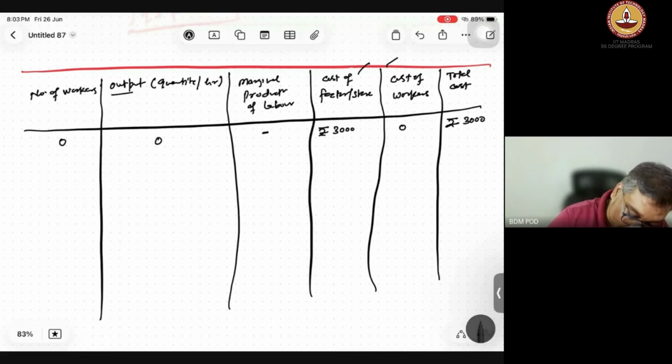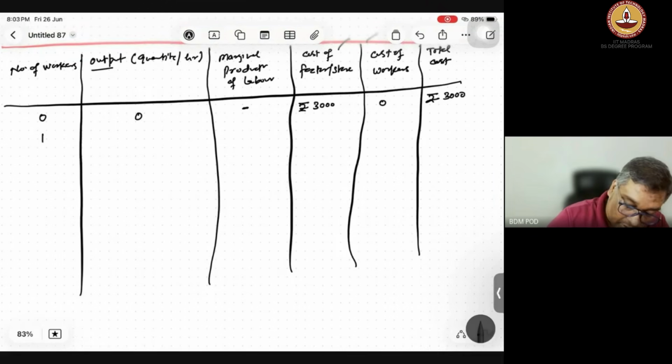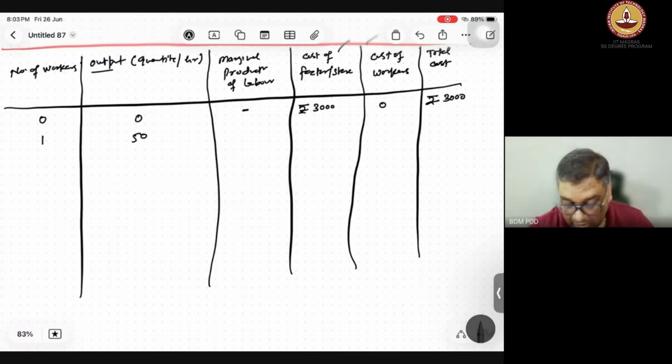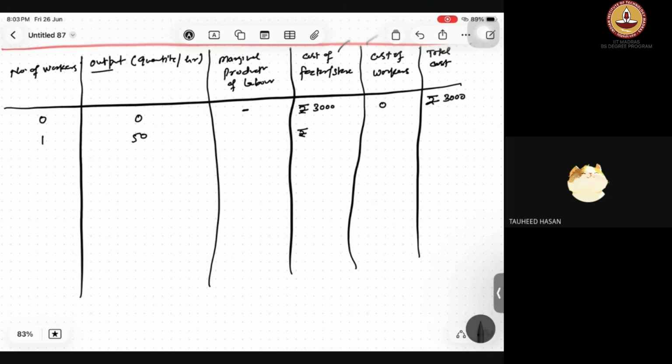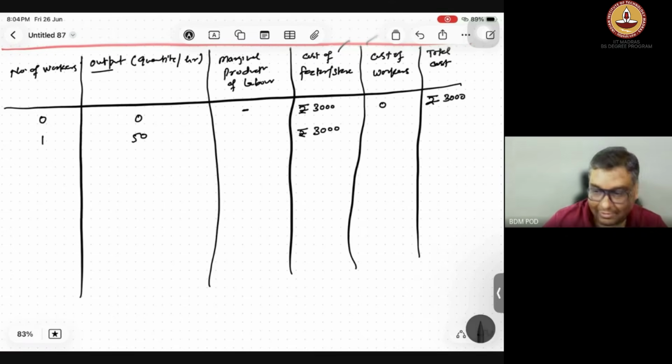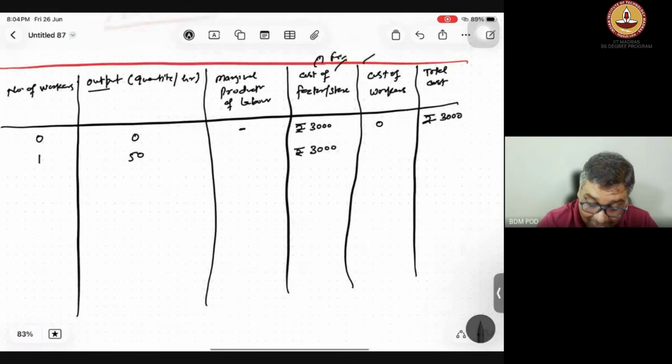Now, the interesting point comes. Now you have hired one person and the output you are getting is 50. So you hired one person and he is producing just 50 cookies per hour. So what about the cost of factory or store? It will be the same, 3,000 only. Any doubt why this cost is the same? Because this is a fixed cost.